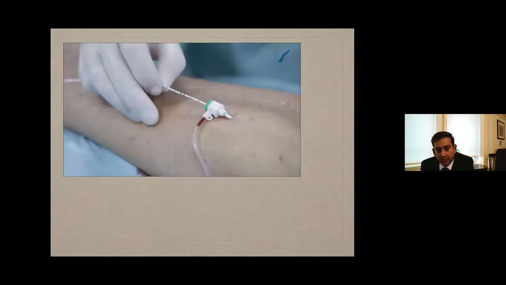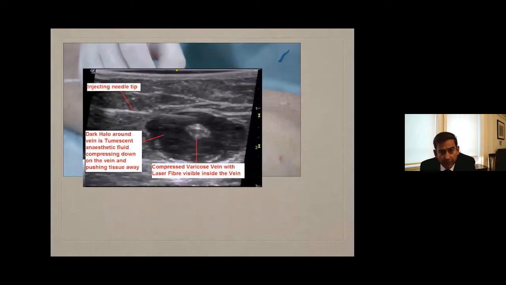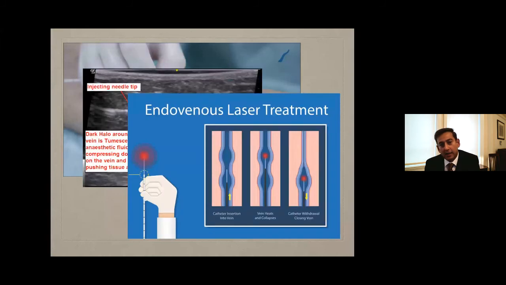So here you can see cannulation of the vein. This is the appearance on the ultrasound, where you can see the idea is to inject anesthetic around the vein so that the vein compresses onto the laser fiber, making the treatment more effective. And what we do is we continuously pull back the laser. We're delivering heat treatment to the lining of the vein, and as a consequence, the vein occludes.